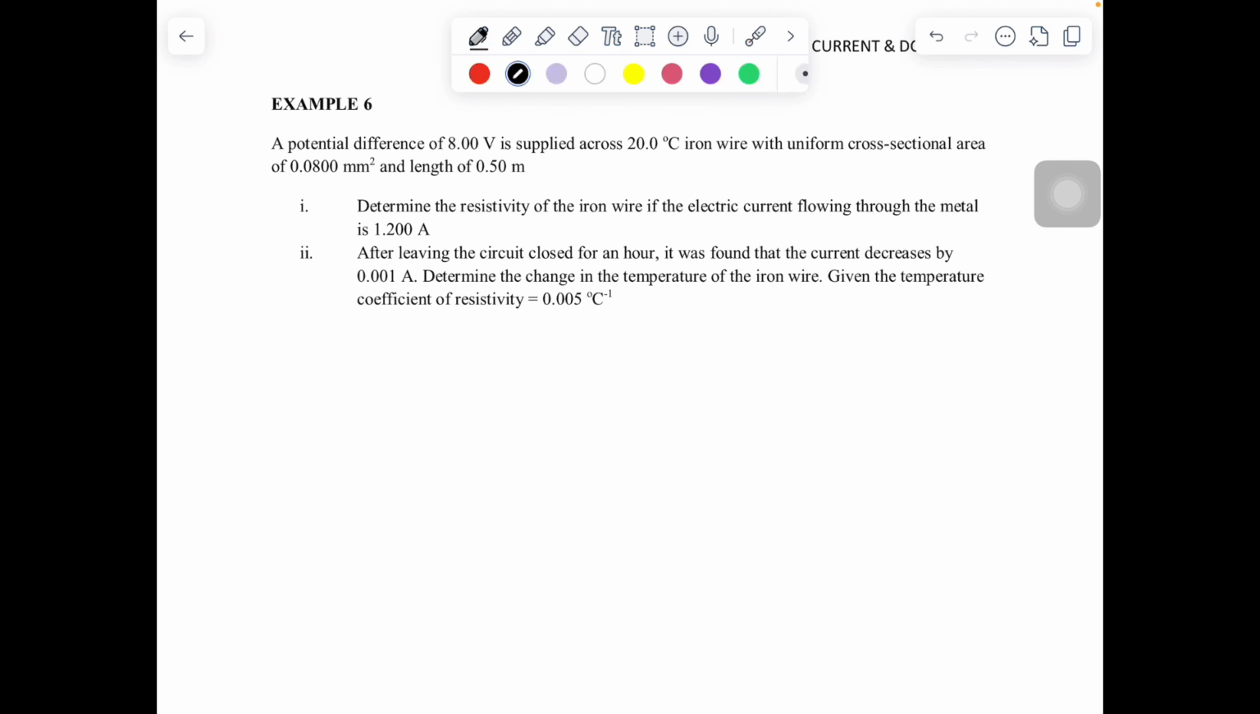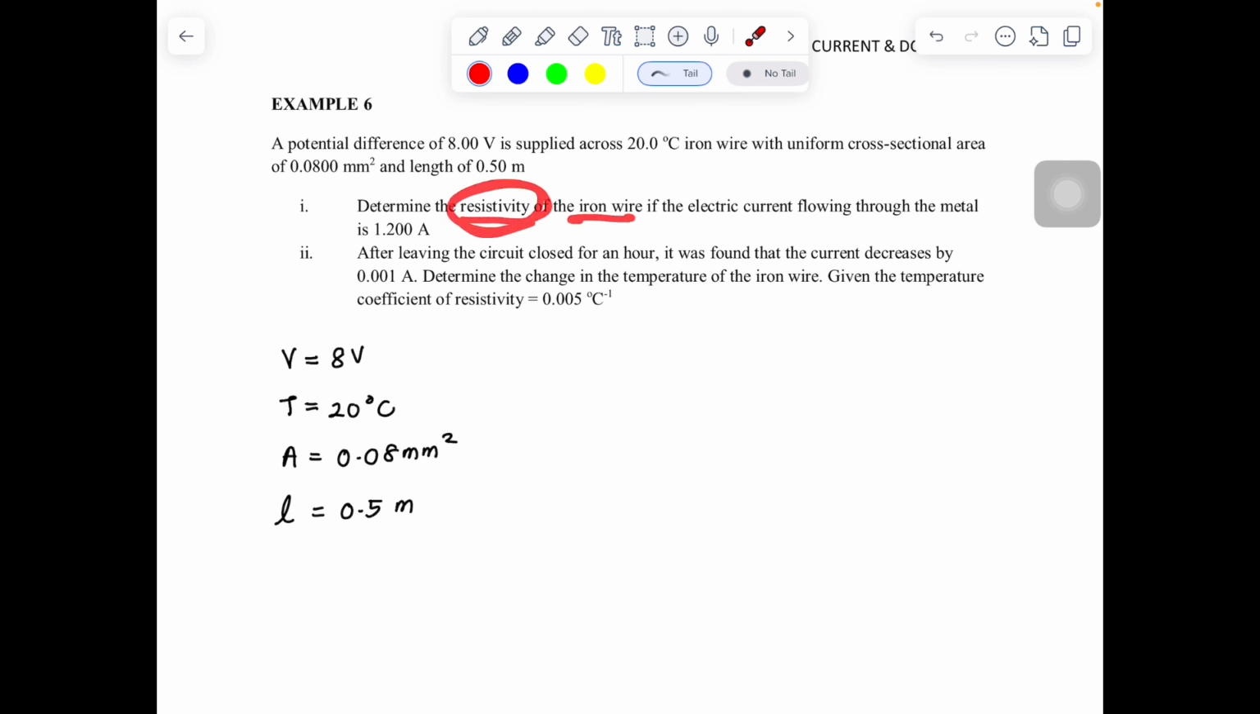Okay, so dia bagi V, potential difference, 8 volt, temperature 20 degree, the area in millimeter square, and the length 0.5 meter. Okay, determine the resistivity of the iron wire if the electric current flowing through the metal is 1.2 ampere. Okay, so dia minta resistivity. Ini adalah previous subtopic actually.